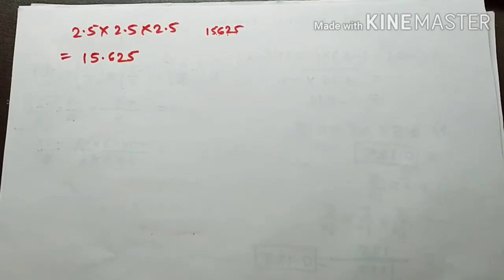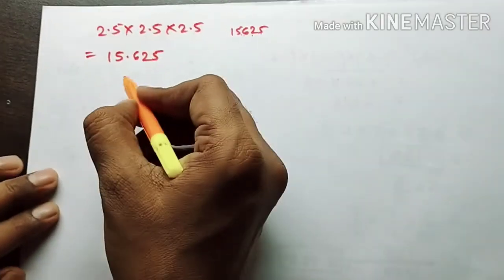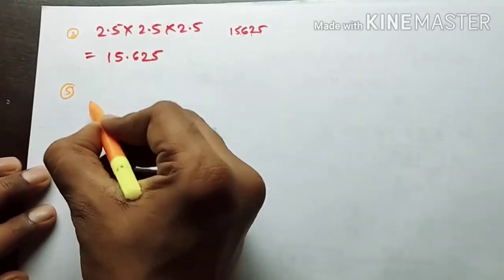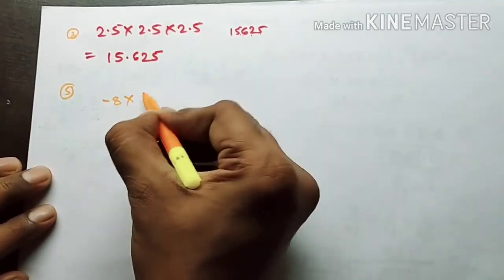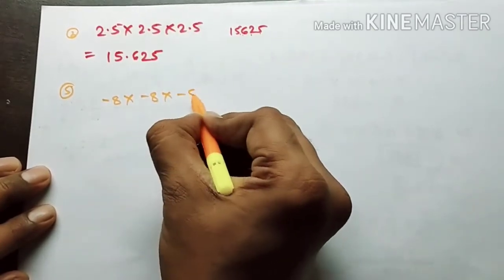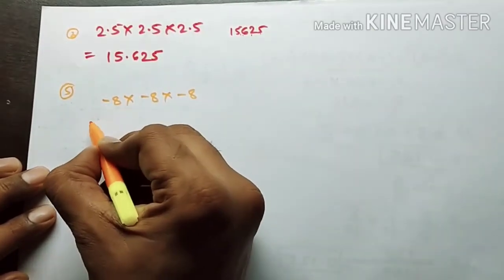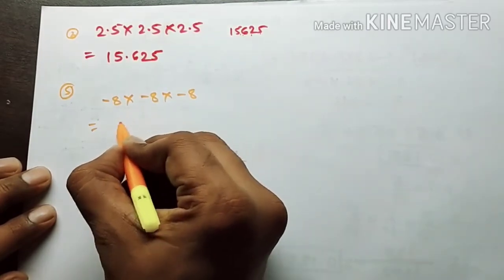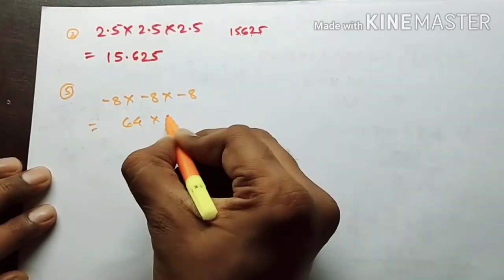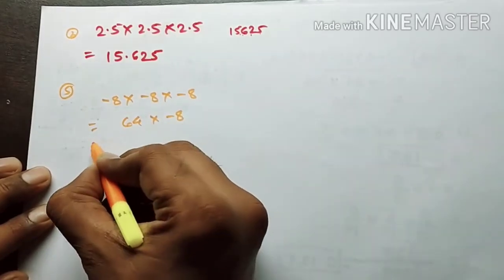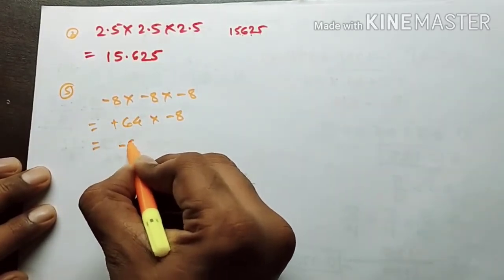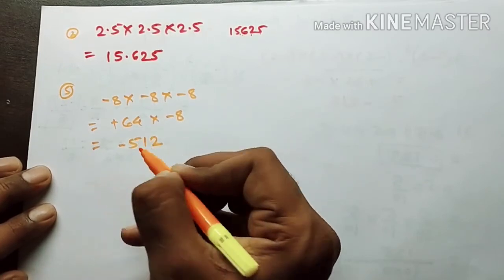Another example, now we take minus 8 into minus 8 into minus 8. 8 eights are 64, into minus 8. We get minus 512.